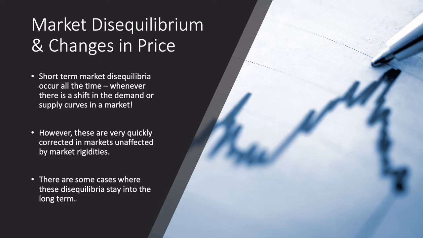Short-term market disequilibria occur all the time. In fact, whenever we see changes in demand or supply in a market, they are often accompanied by market disequilibria, as it takes time for prices to change in response to the changes in supply or demand. However, these are very quickly corrected in markets unaffected by market rigidities. But this means that markets that are affected by such rigidities often feature disequilibria that stay into the long term.